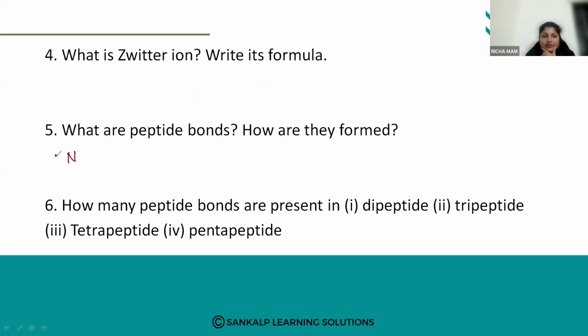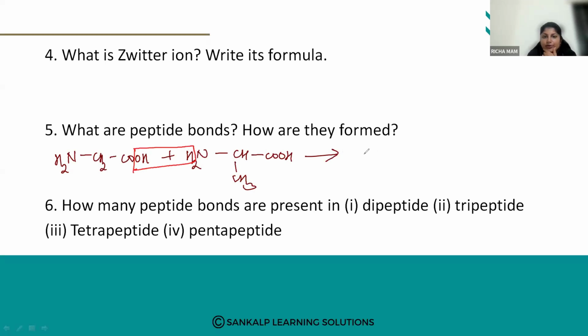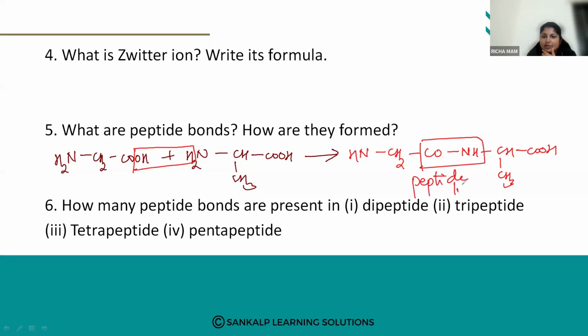So let me give you an example. Plus NH2. I have taken two amino acids. So these two amino acids, what will happen? They will get condensed, and you are going to get NH, CH2, CO, NH, CH, CH3, and COOH. So this is the peptide linkage or peptide bond.